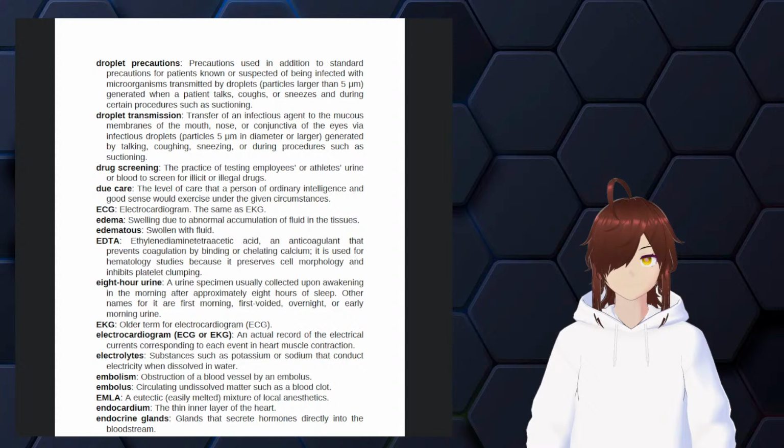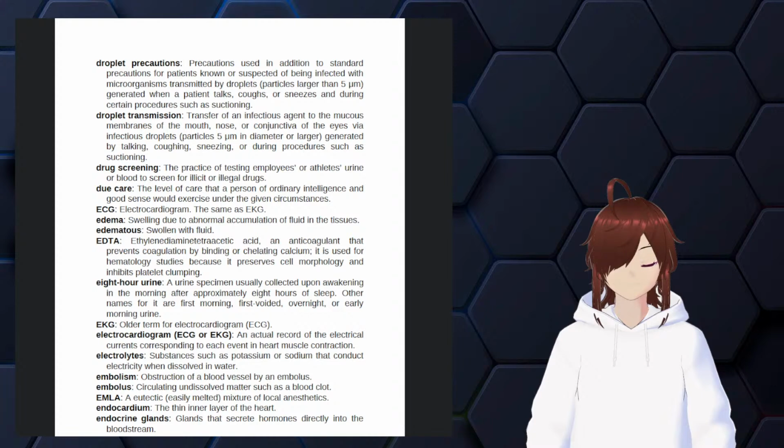Drug screening, the practice of testing employees or athletes' urine or blood to screen for illicit or illegal drugs. Due care, the level of care that a person of ordinary intelligence or good sense would exercise under given circumstances. ECG, electrocardiogram, the same as EKG. Edema, swelling due to abnormal accumulation of fluid in the tissues.